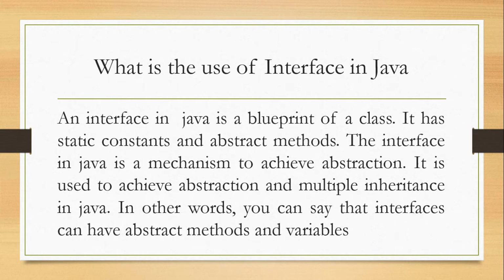Interface can be taken as an artificial class. We cannot call it a class, but it has class-like structure and class-like properties. That is why we can call interface an artificial class. It can act as a class, but we don't call it a class. But it also has abstract methods.